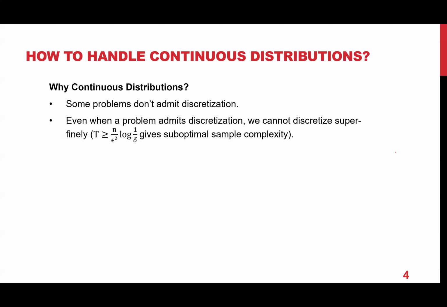So if you try to apply results from the last slide, basically what I'm saying is discretization: you can't discretize very finely because otherwise you'll get very suboptimal guarantees. And if you don't discretize finely, then the guarantees are anyways incorrect. So discretization doesn't work in general.